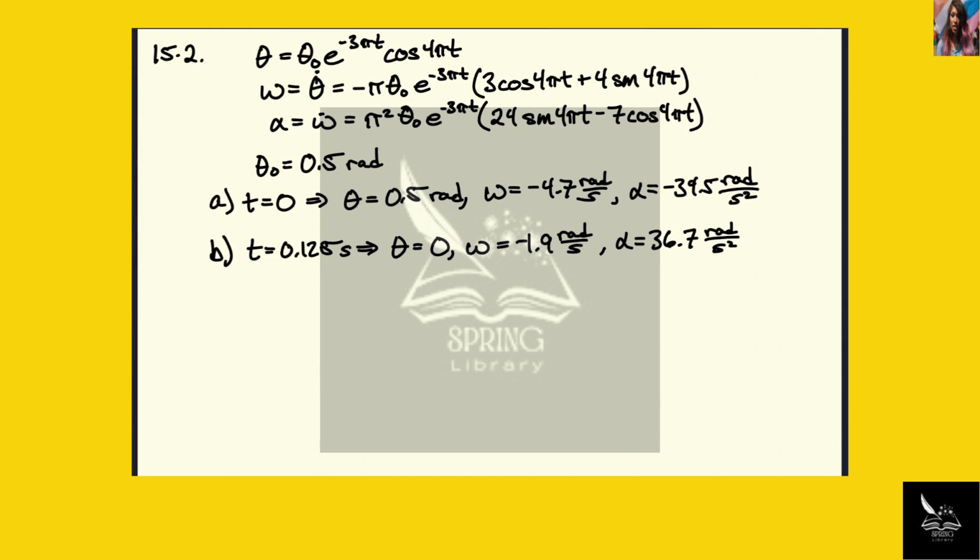In this problem, we're given the angular position, or the rotation, of an oscillating flywheel as a function of time. So that's this expression here. And we have to calculate the angular coordinate, the angular velocity, and the angular acceleration of the flywheel at t equals 0 and t equals 0.125 seconds.